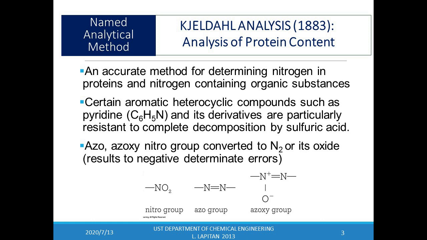However, not all types of nitrogens can be quantified in the Kjeldahl method. Certain aromatic heterocyclic compounds such as pyridine and its derivatives are particularly resistant to complete decomposition by sulfuric acid. Aside from this, nitrogens belonging to the azo, azoxy, and nitro groups are also converted to nitrogen gas or to its oxide, and the results will give you negative determinate errors.